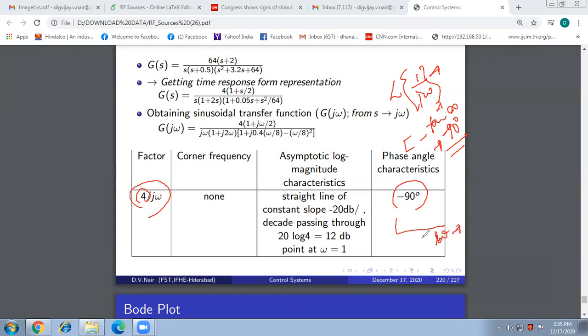At all frequencies, if you look at the phase angle contribution, it is a minus 90-degree line, so it will contribute a constant line for all frequencies. That is about the phase angle contribution of this term.